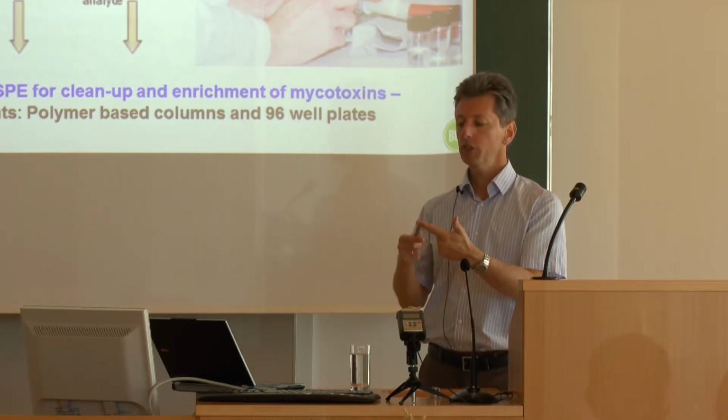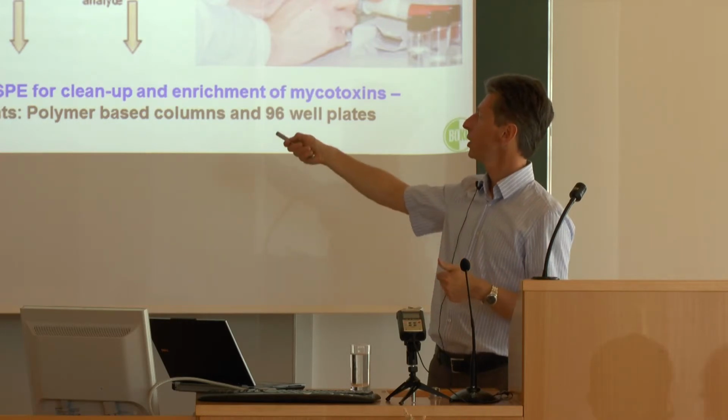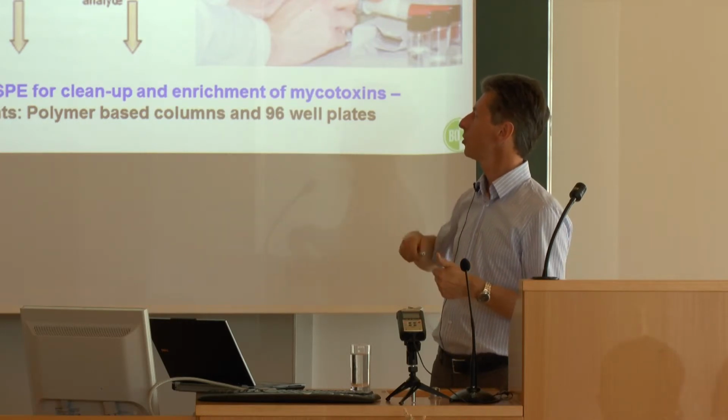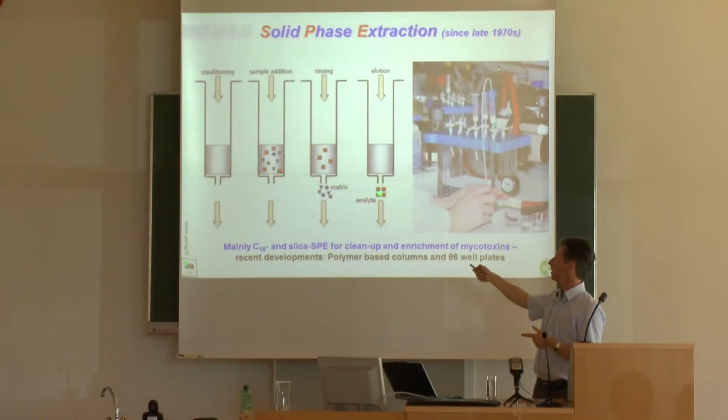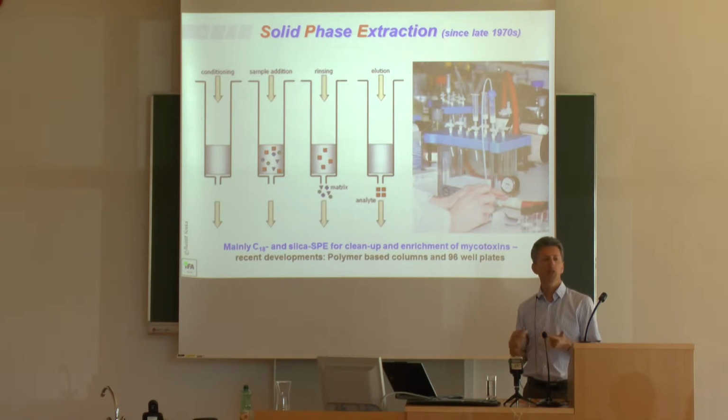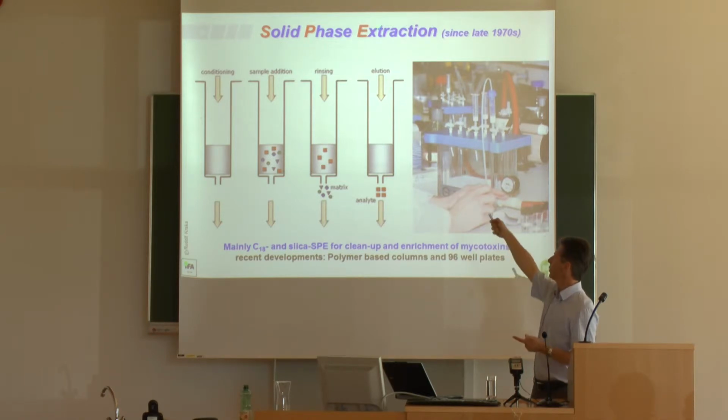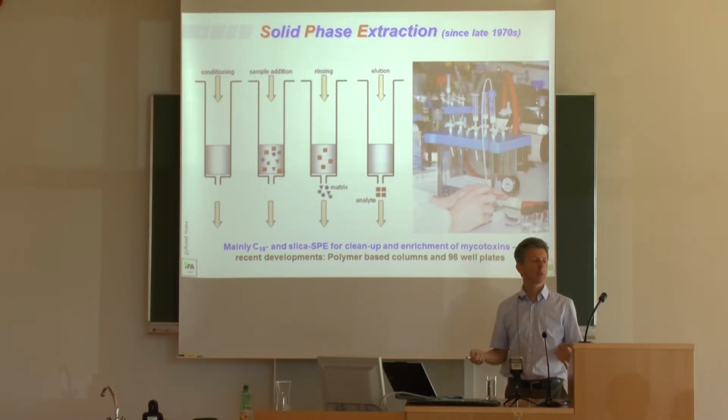Two advantages. One, you can get rid of interfering matrix components. Second, you can purify and enrich the compound of interest, your mycotoxin, because when you add 100 milliliters of your extract and then elute with 1 milliliter, you have an enrichment factor of 100.